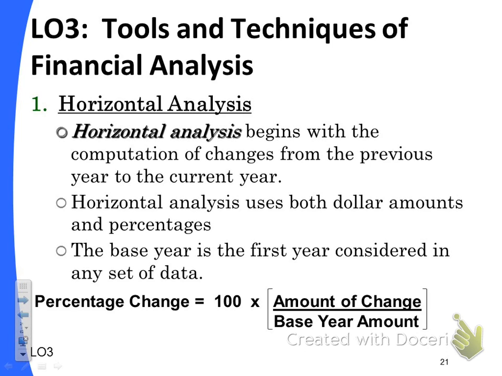First, we have horizontal analysis. And horizontal analysis begins with a computation for change from last year to this year. And when we're doing horizontal analysis, we're going to look at it in terms of both dollars as well as percentages. And the base year is the first year that is being considered in any particular set of data. So if you were comparing 2011 to 2012, your base year would be 2011, the first year. So you're looking at the dollar change and the percentage change.